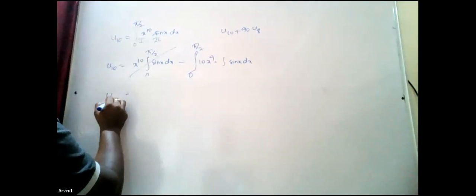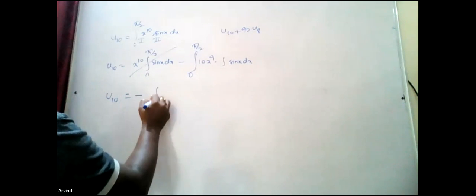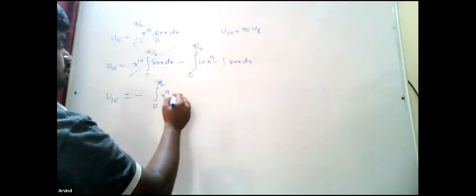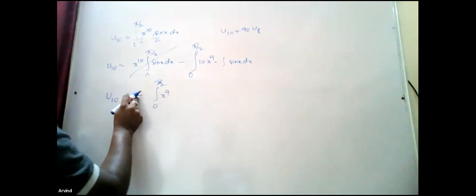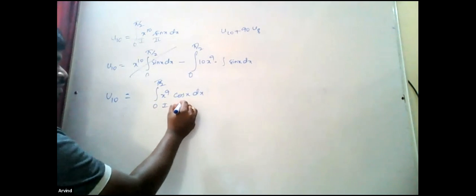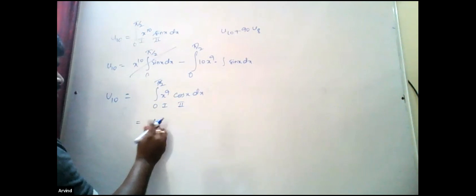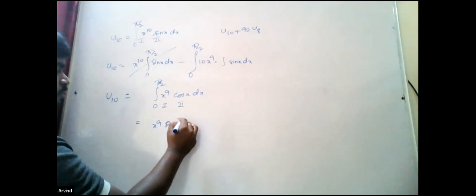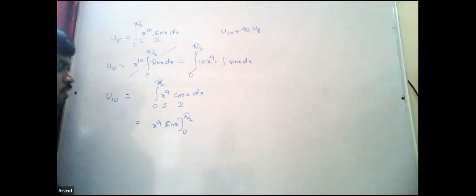So you're left with U10 is equal to minus, pi by 2 x to the power 9. Integration of sin x gives minus cos x, already a minus is there, cos x dx. Now again, integration by parts. This is your first function, second function. First function, x power 9, into integration of second function. Integration of cos x is sin x. Limits pi by 2 to 0.